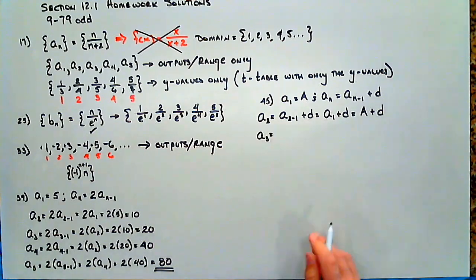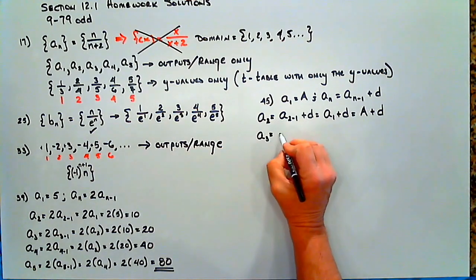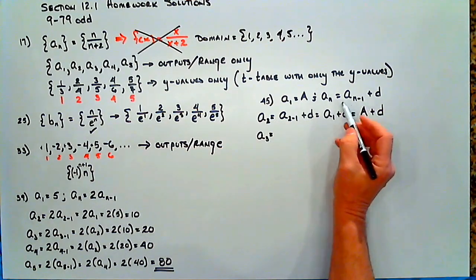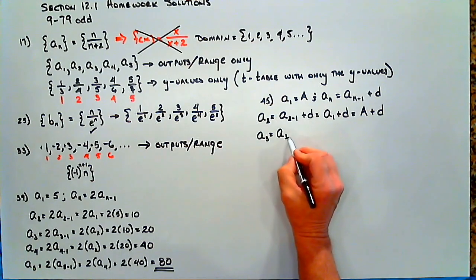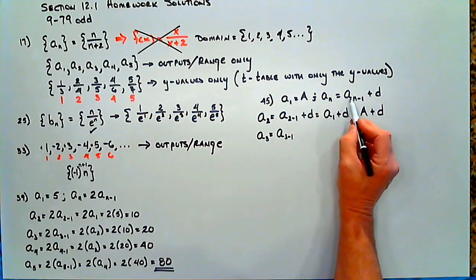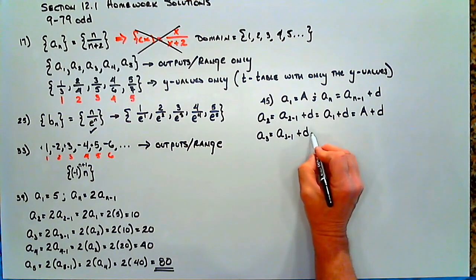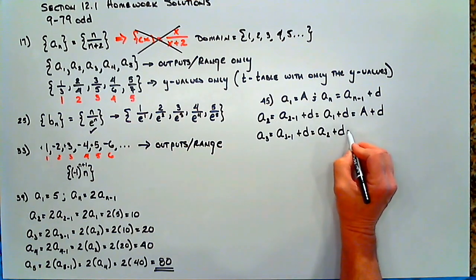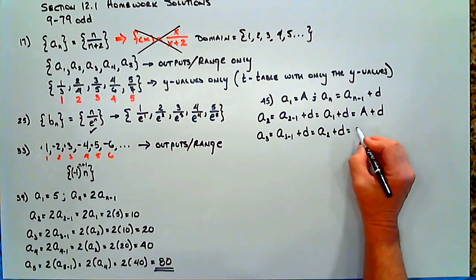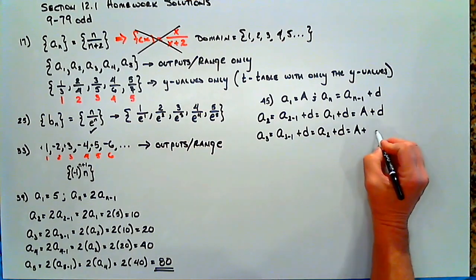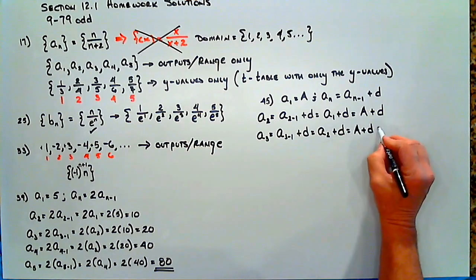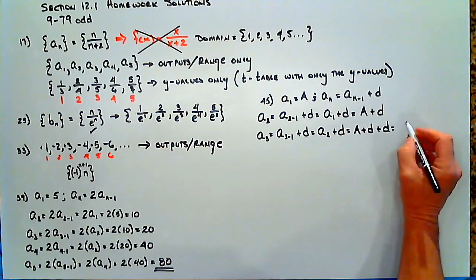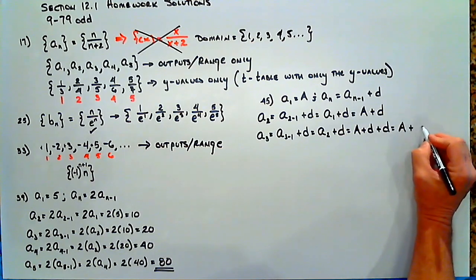What's my third term? Well, my third term is going to be, using my formula right here, a sub 3 minus 1 plus d. That's going to be a sub 2 plus d. But we know what a sub 2 is. A sub 2 is already a plus d. Now don't forget that d. And we get a plus 2d.